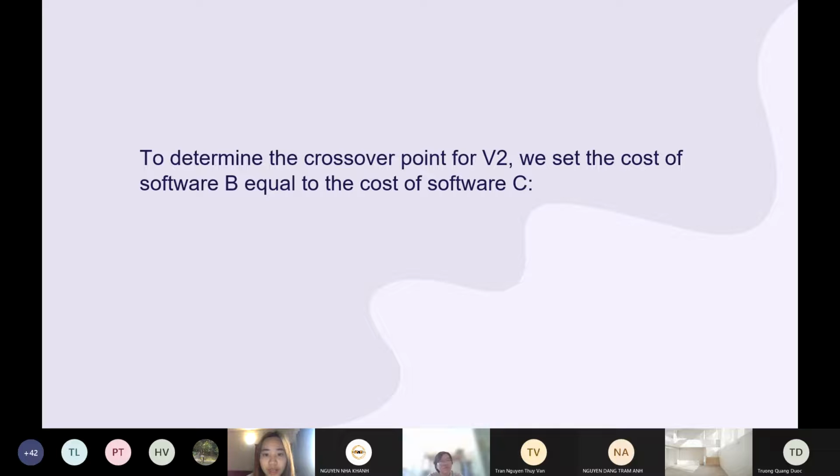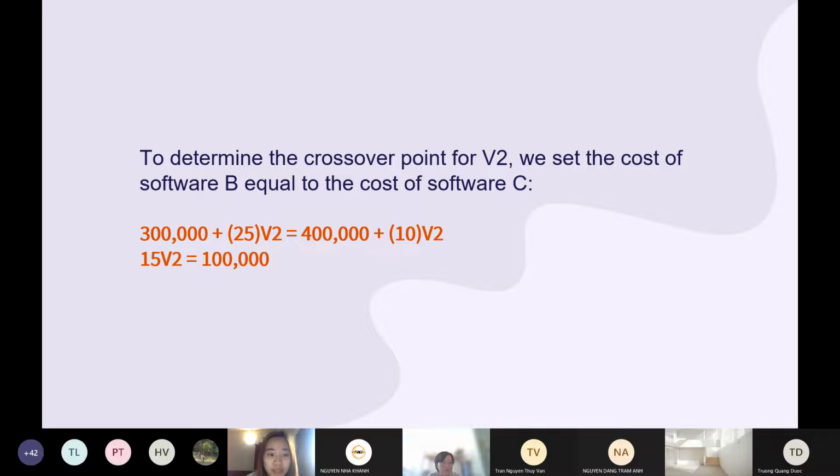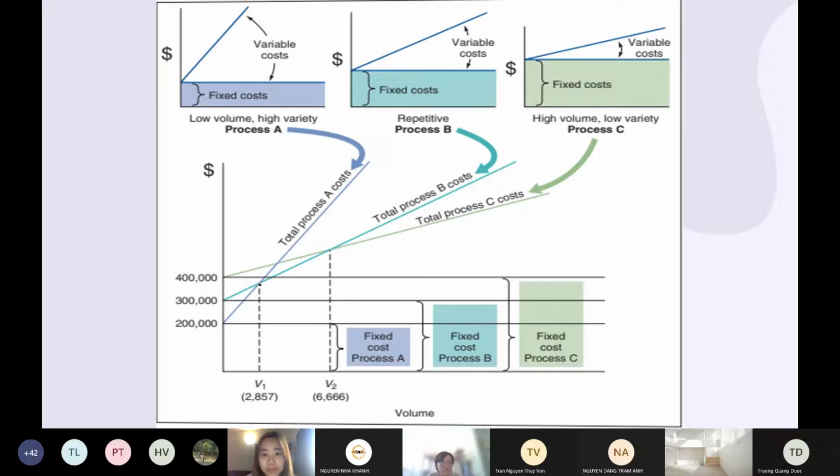Similarly, we can find V2 equals 6,666. This means that software B is more economical if the number of reports is between 2,857 and 6,666, and that software C is more economical if reports exceed 6,666.